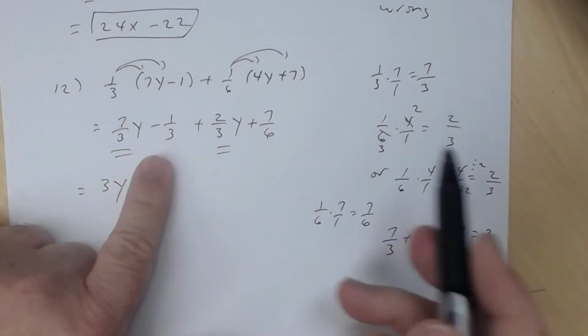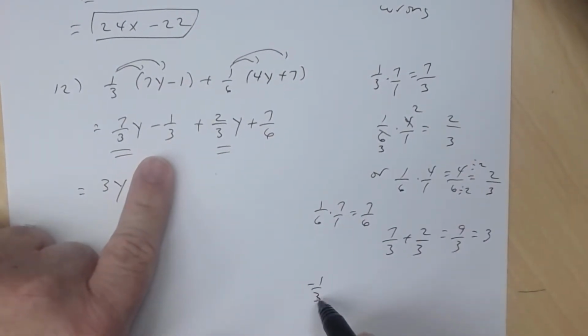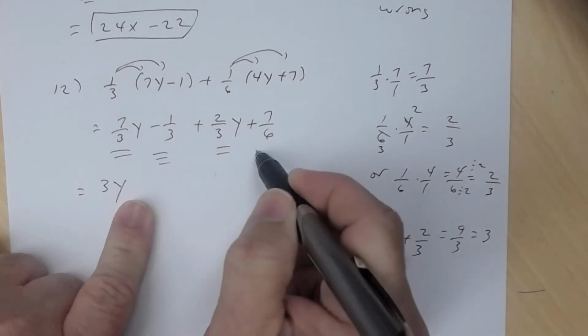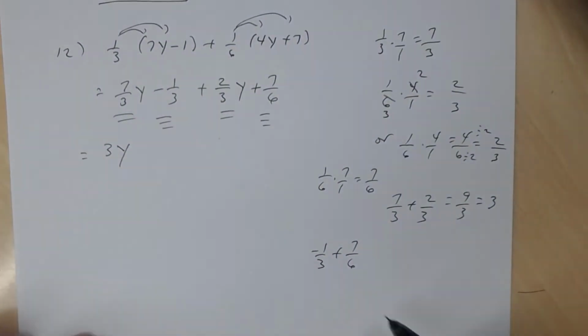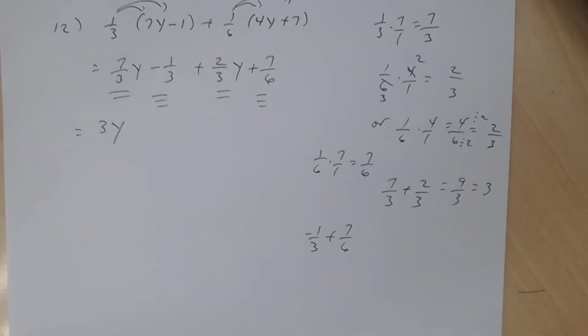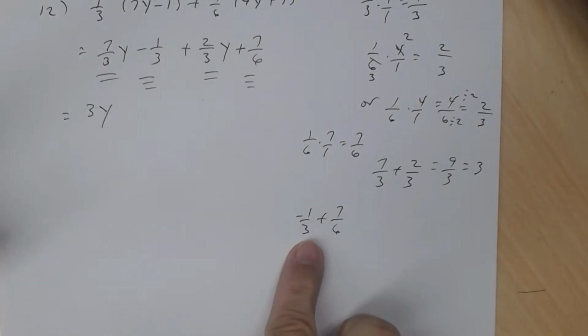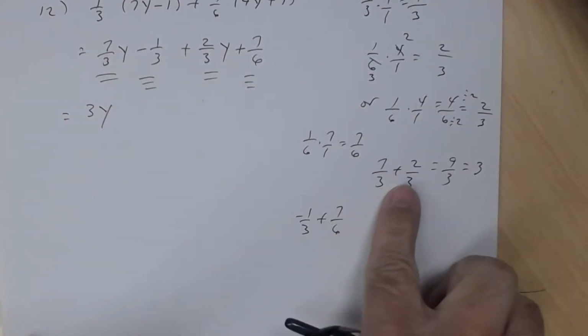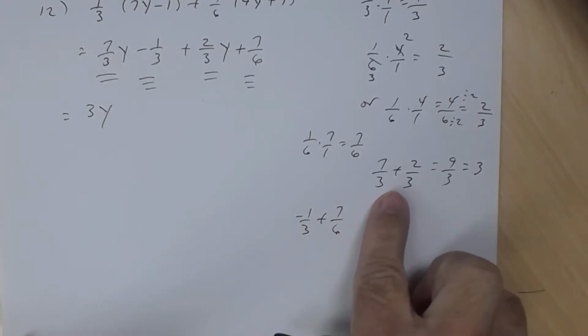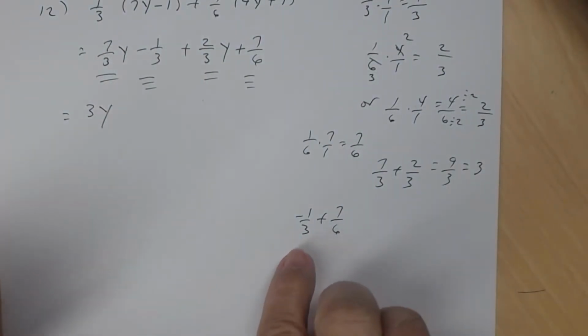All right, now let's look at this. So negative 1/3 plus 7/6. Those are my constants. So remember, you can combine constants. So first of all, you have access to calculators. So let's see how to do this in a calculator. Now notice that these denominators are different. So you can't combine them like we did this. They have to be the same denominator before you can use this idea. So let's look at a calculator first.